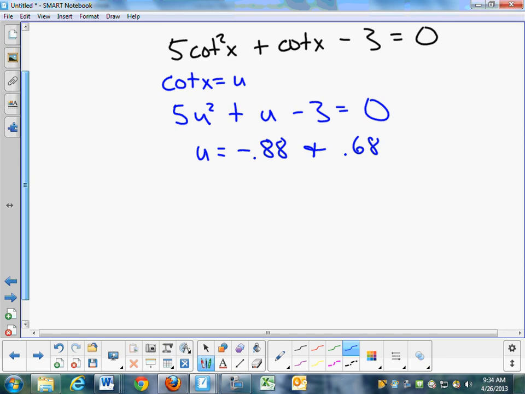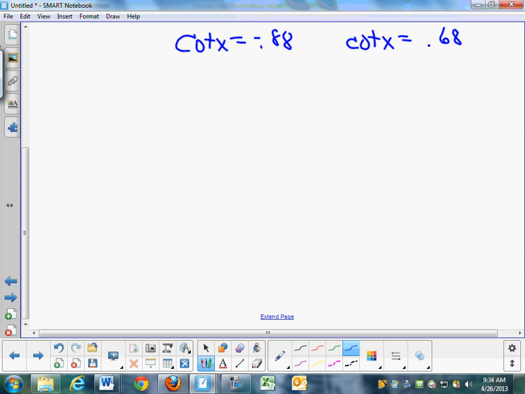Cotangent of x is equal to negative 0.88, and cotangent of x is equal to 0.68. Do you have a cotangent button on your calculator? No, so we need to rewrite this. Tangent of x is equal to... you do have a reciprocal button on your calculator. It's that negative 1 power thing. What's negative 0.88 to the negative 1? Well, it's like 88 over 100, so 100 over 88.